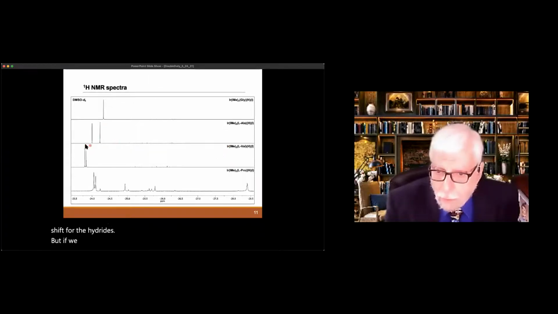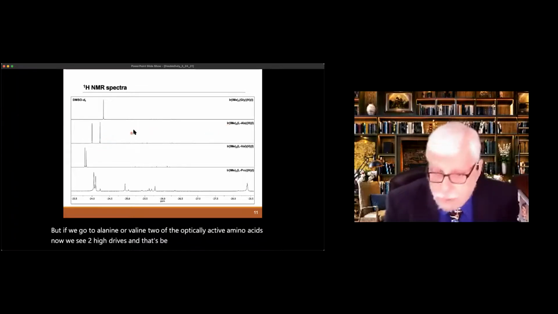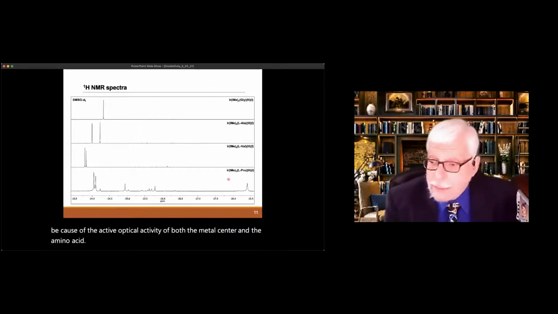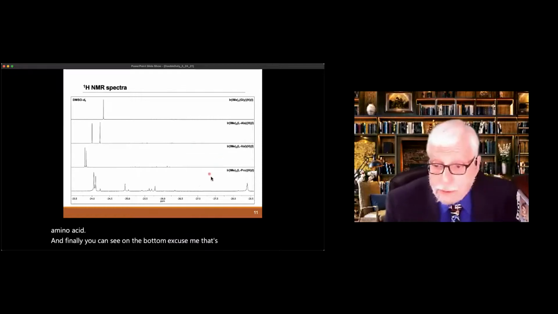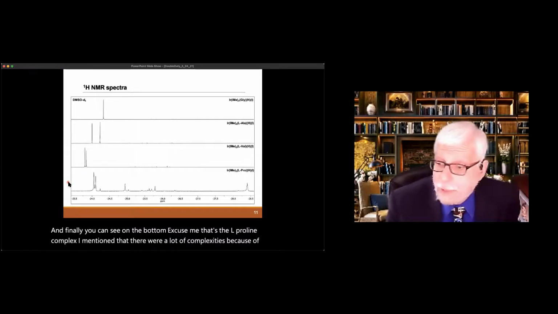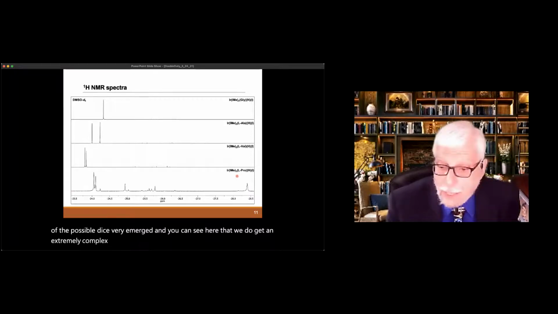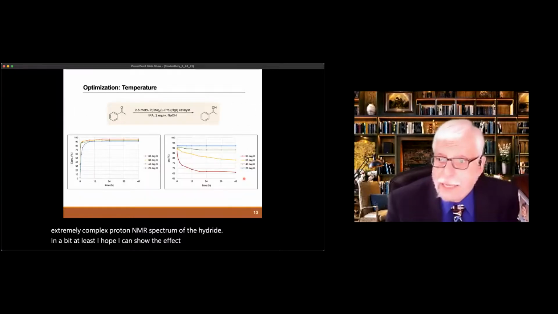But if we go to alanine or valine, two of the optically active amino acids, now we see two hydrides. And that's because we've got two diastereomers because of the optical activity of both the metal center and the amino acid. And finally, you can see on the bottom, that's the L-proline complex. I mentioned that there were a lot of complexities because of all of the possible diastereomers. And you can see here that we do get an extremely complex proton NMR spectrum of the hydride. We'll see in a bit, at least I hope I can show, the effect that has on the catalytic activity.